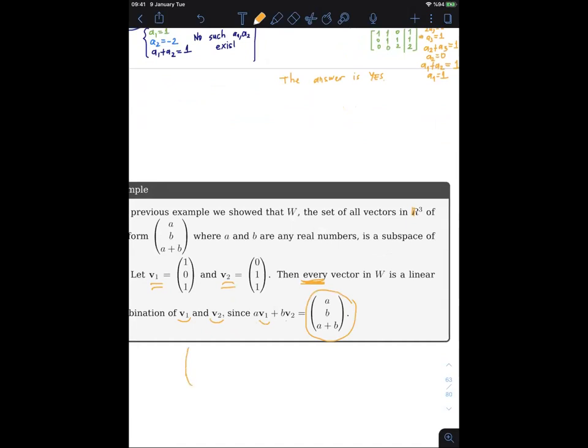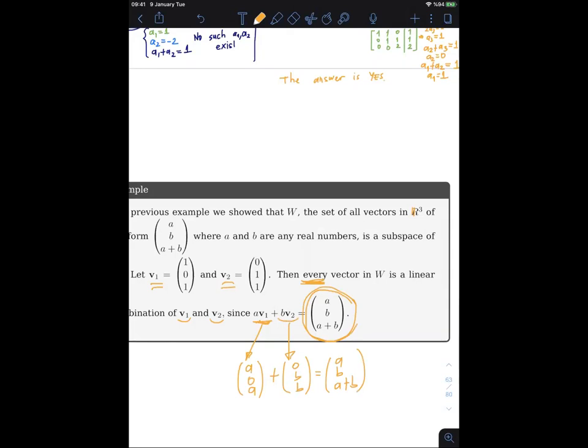Let's see. So what is A times V1? This is A, 0, A. Plus, what is B times V2? So this is 0, B, B. Okay, and the result is A, B, A plus B. So you see any vector of this form can be written as a linear combination of V1 and V2.